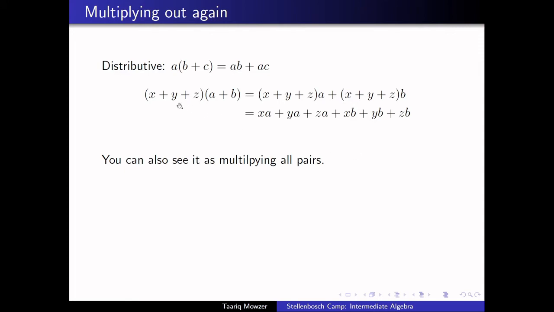And just to show again that this is the same as just multiplying all possible pairs, you can draw out the grid, a, b there, x, y, and z, and you get all these terms which do in fact match up. So just an example question that uses multiplying out.